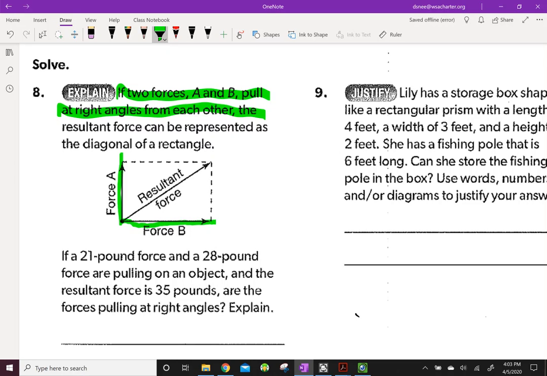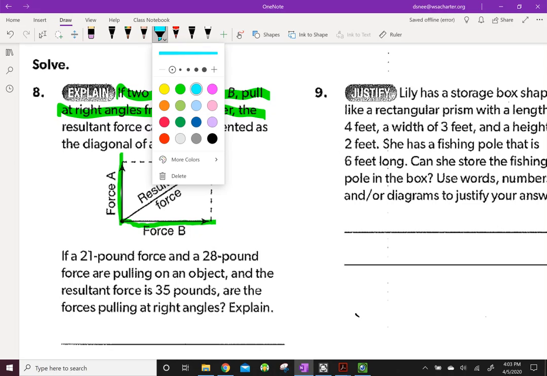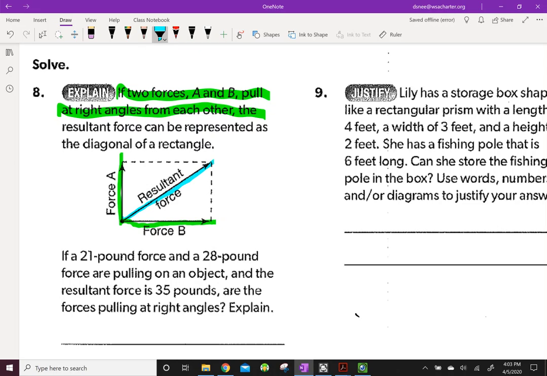And then the resultant force is a diagonal. The resultant force, the force that results from that, is a diagonal. Now it says that these are at a 90 degree angle. So that's a 90 degree angle. Now, if I've got those pulling at a 90 degree angle, this box up here should be making a rectangle, right? And so this should be a right angle, and this should be a right angle. And let's see.